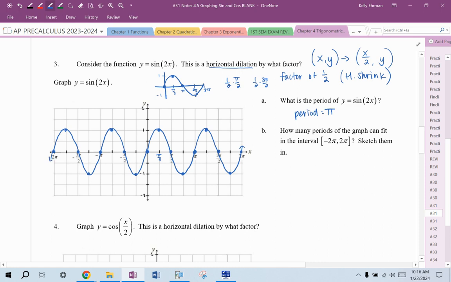How many periods of the graph can fit in this interval? So we just sketched them in. So how many periods was that? Here's 1, 2, 3, 4. So the normal y equals sine x graph fit 2 periods. When we have a horizontal shrink by a factor of 1/2, now we get double that. We get 4 periods in because the graph is skinnier.